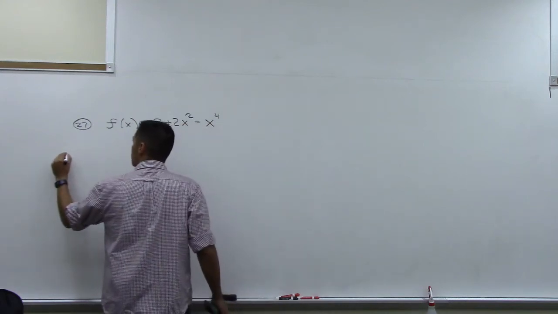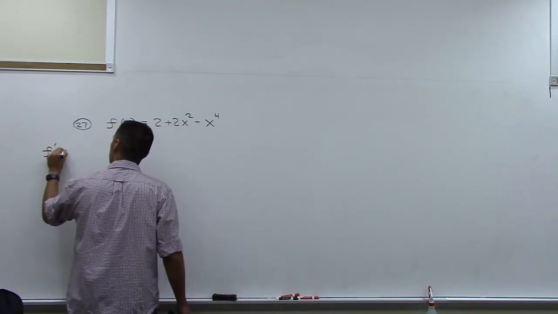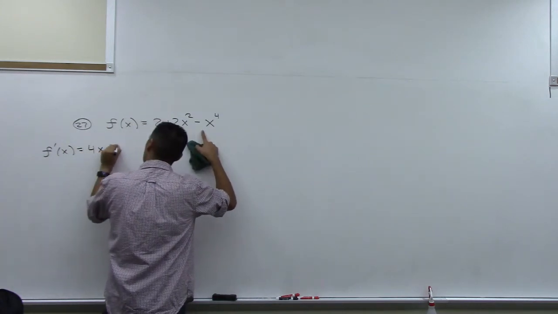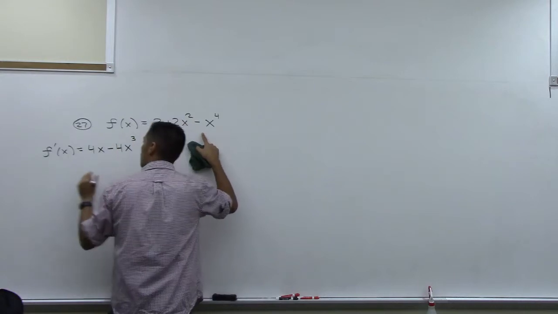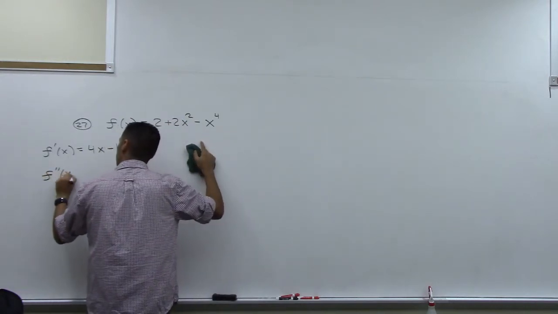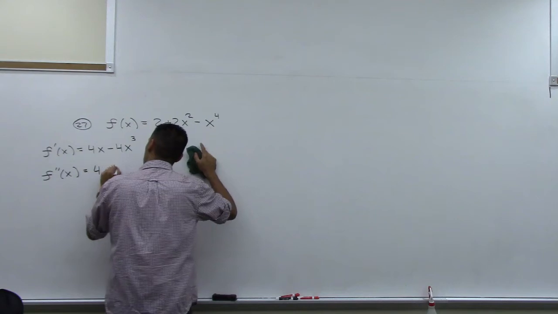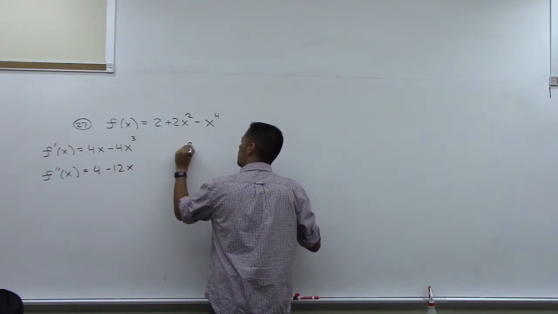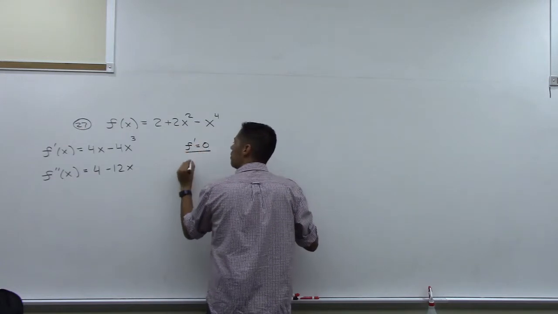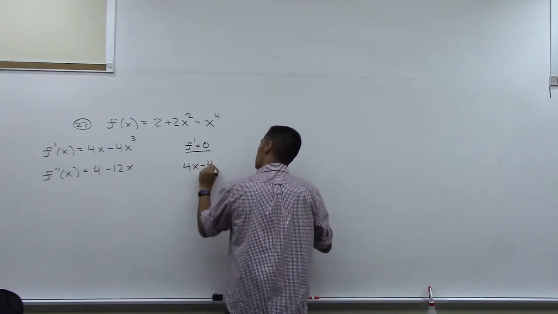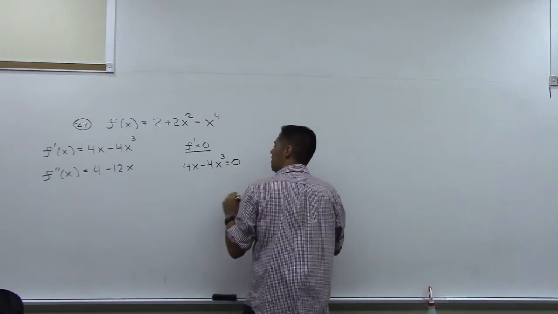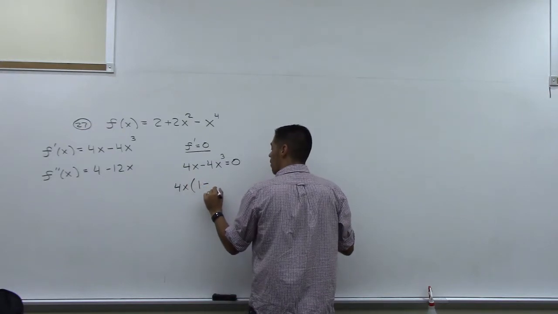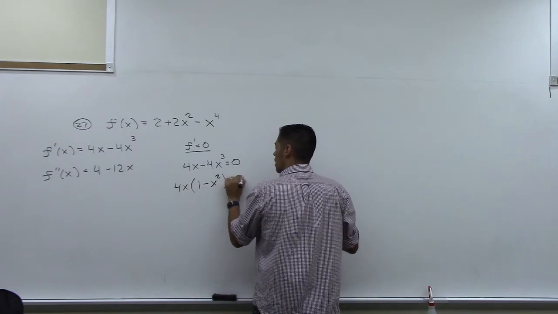All right, I'm going to need the first derivative. The first derivative of this function is just 4x minus 4x cubed. The second derivative of this function is 4 minus 12x. I'm going to first find the critical numbers by setting the first derivative equal to 0. That's setting 4x minus 4x cubed equal to 0. I notice I have a GCF. I can pull out a 4x, be left with 1 minus x squared equals 0.